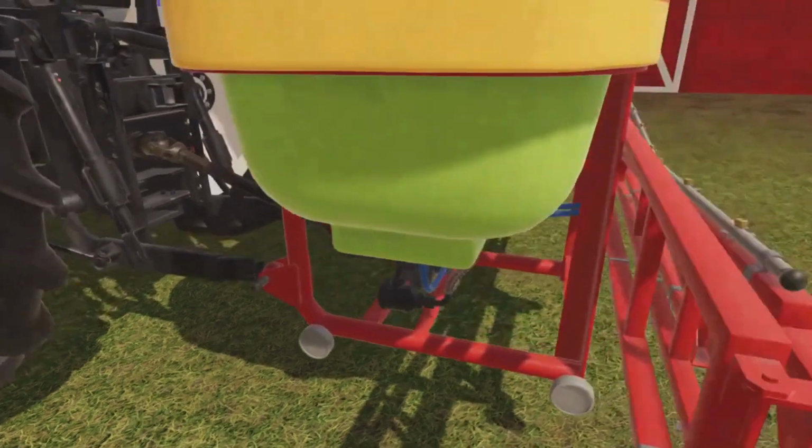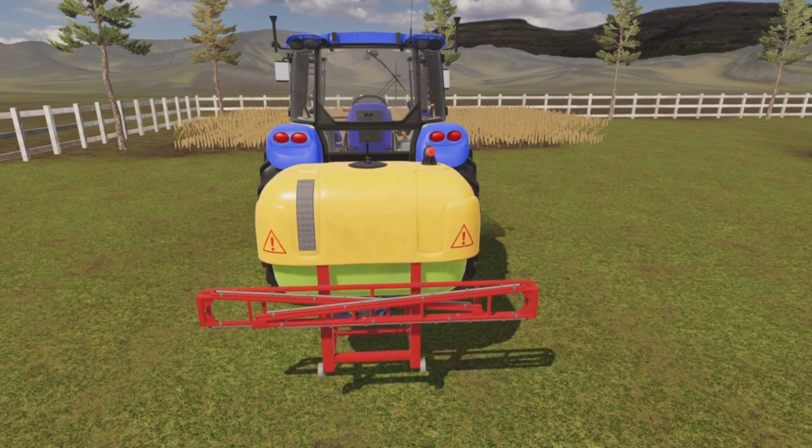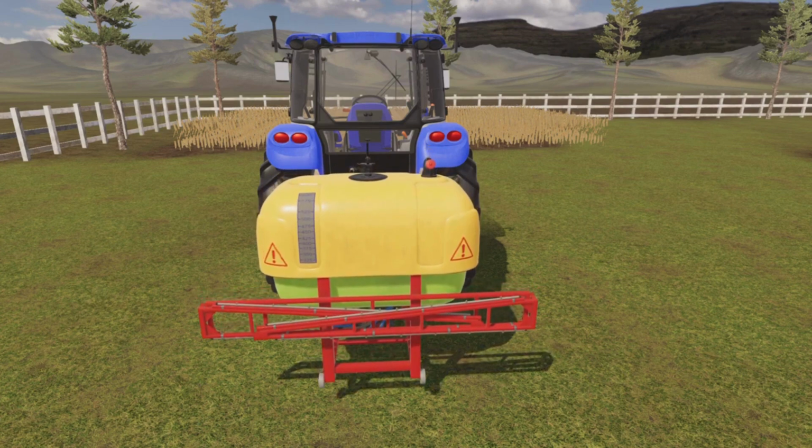Boom height adjustment. The height of the sprayer booms ensures the correct distance for the spray to reach the target and ensures even coverage. Incorrect height adjustments may lead to excessive waste or insufficient spraying. Use the tractor's hydraulic lift system, if available, or adjust the length of the lower linkage arms to set the height of the booms from the ground.